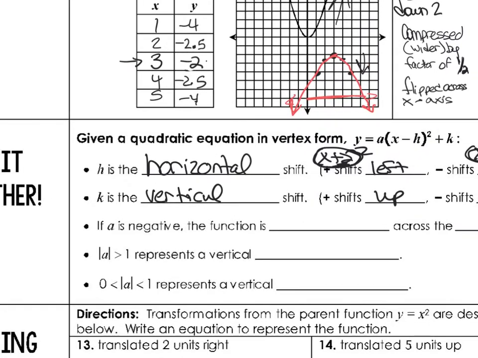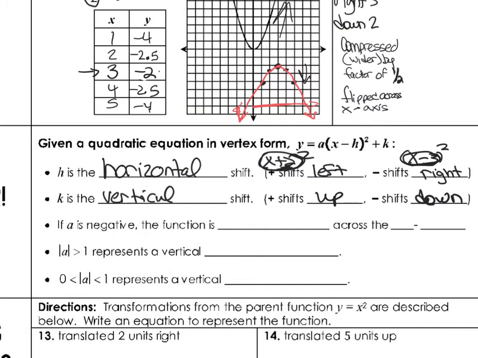If A is negative, the function is flipped. Well, let's use another word: reflected. That sounds nicer, it's prettier, isn't it? It's reflected across the x-axis. And they say absolute value.